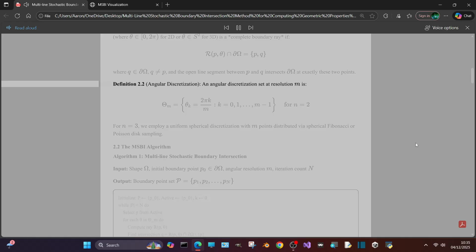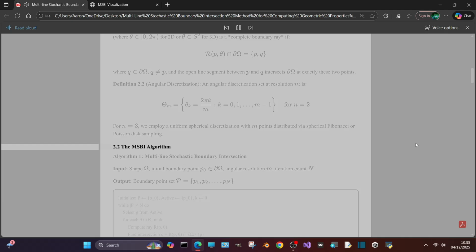Definition 2.2, angular discretization: an angular discretization set at resolution ε. We employ a uniform spherical discretization, with points distributed via spherical Fibonacci, or Poisson disk sampling.